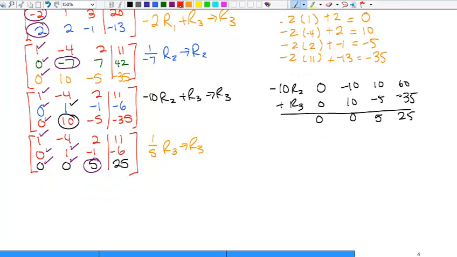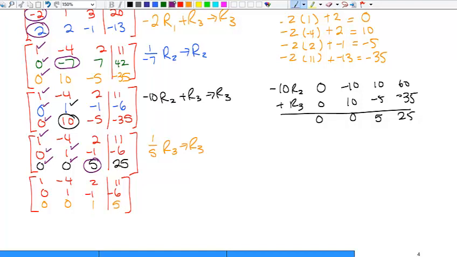So what rows stay the same? Well, row 1 and row 2 are staying the same. And if you don't want to think of it as multiply by a 5th, you can think of it as divide by 5. 0 divided by 5 is 0. 0 divided by 5 is 0. 5 divided by 5 is 1. 25 divided by 5 is 5.